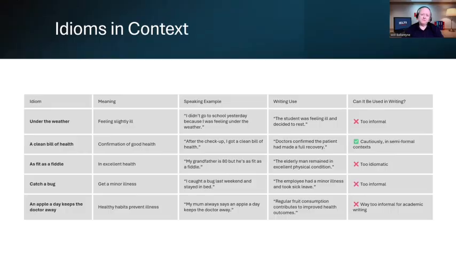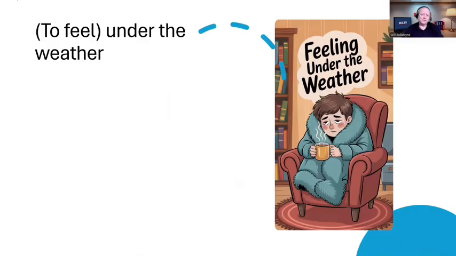So let's look at them individually. To feel under the weather, that means to feel slightly ill.